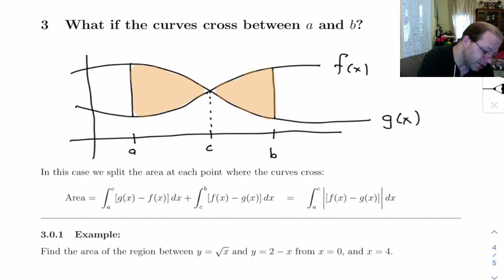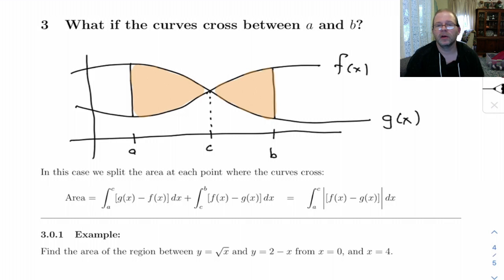This area is going to be G minus F from A to C. And then this over here, F's on top, so that's F minus G from C to B. If we add that together, it'll give us the full area. Now, this is another way you can do it by using an absolute value, but that's next to useless when it comes to doing these by hand, but it's useful when you do this on a computer.